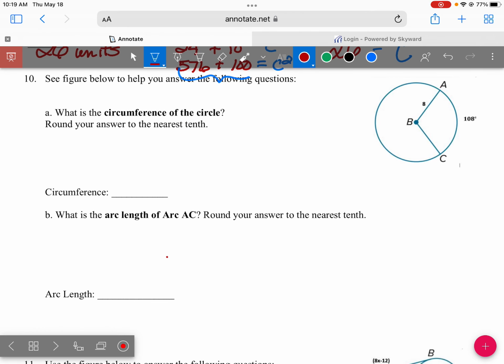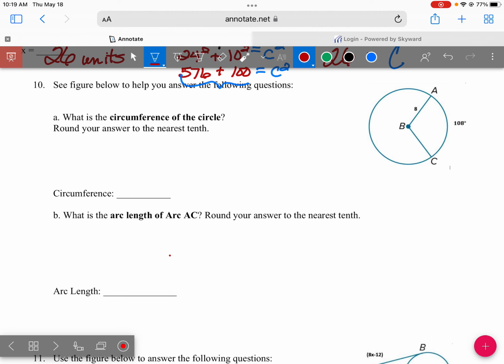Okay. So, see the figure to help you. What is the circumference of the circle? First of all, if you had to describe circumference to a third grader, how would you describe it? Caleb. How would you describe it?